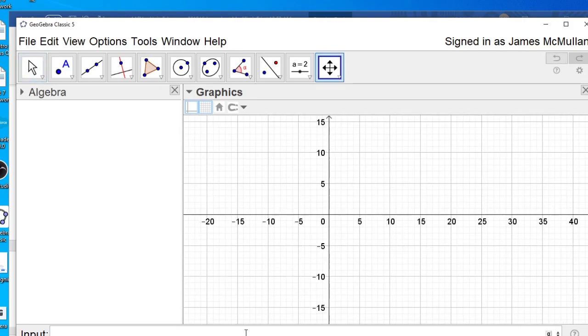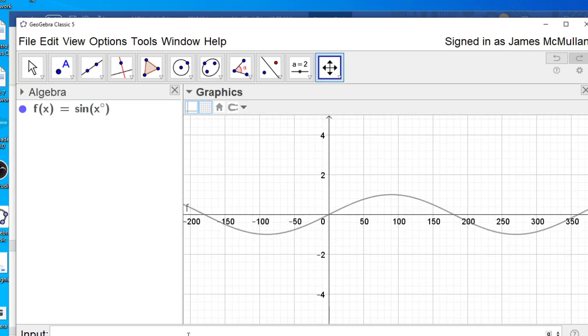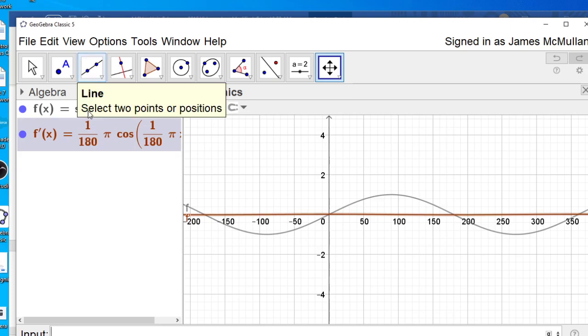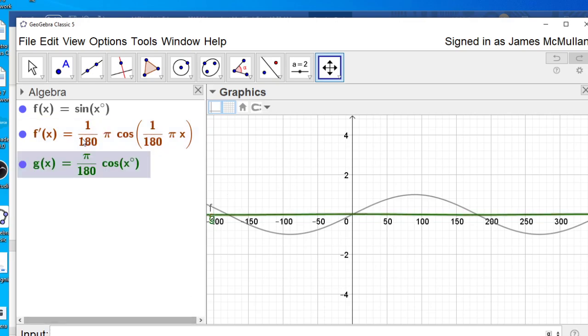If I say that f of x is sine x, and then I say degrees, you can see it now. It takes 360 for me to complete my revolution. The derivative of this is pi over 180 times cos x degrees. That would be the same thing as what it drew.